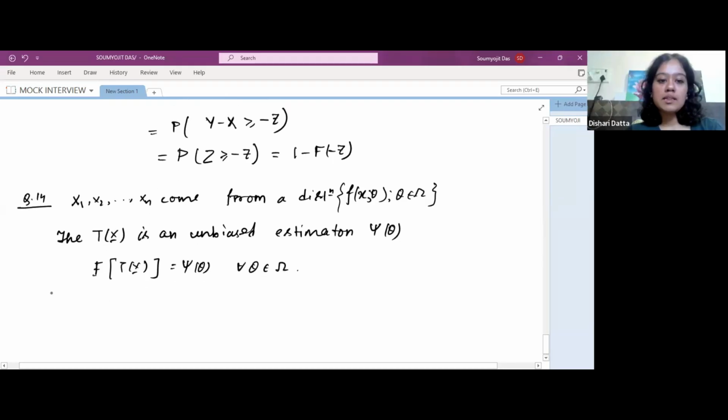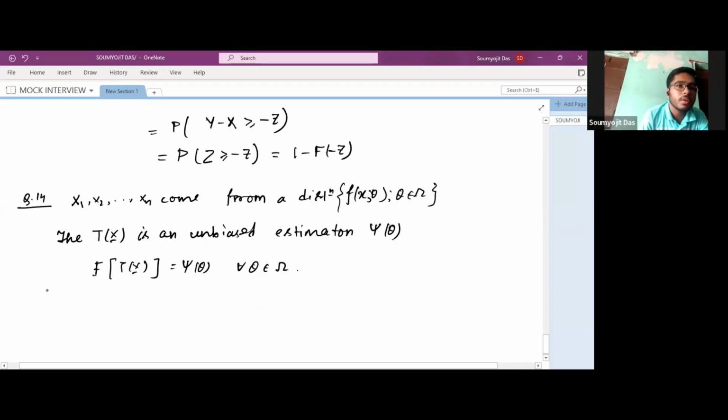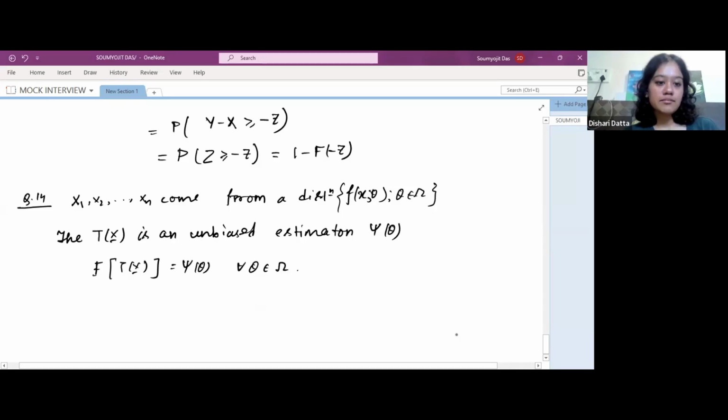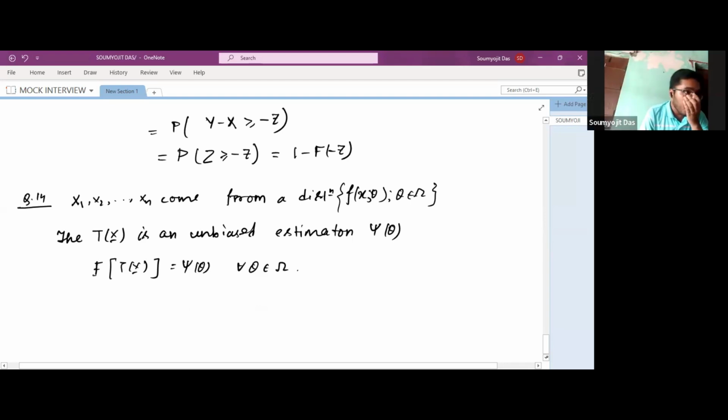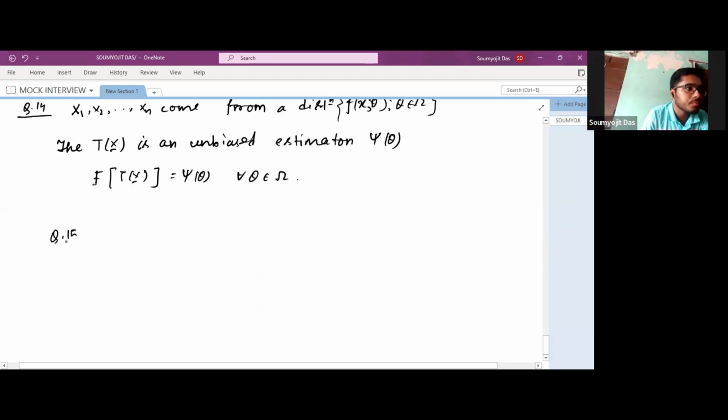So does an unbiased estimator always exist for a parameter? No, ma'am. It is not always possible to construct an unbiased estimator for a parametric function. Can you give me an example? Yes, ma'am. Let's say that x follows a binomial distribution with parameters n and p. If we consider the parametric function 1 by p, then it is not unbiasedly estimable. Right.